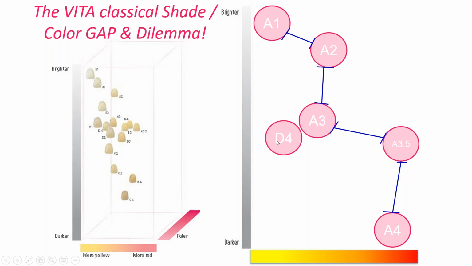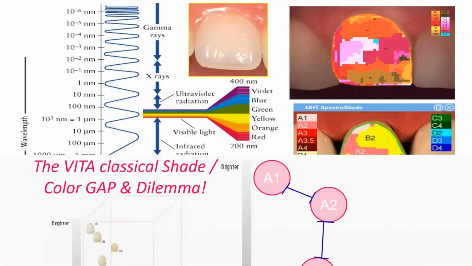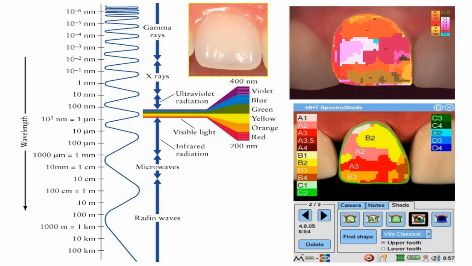D4, as far as the brightness goes, is almost as bright as an A3, a little bit brighter than A3.5. And what about C2? These have that grayness, right? So it's much darker in appearance visually. It's lower value, and it's got that little yellowish, grayish tint to it that we sometimes think of as green. So we have that, and then we have the natural tooth.